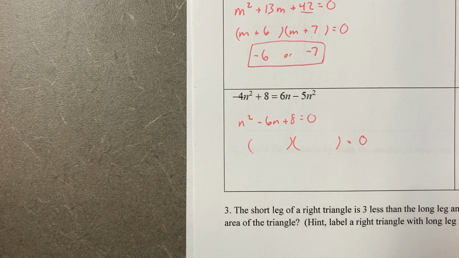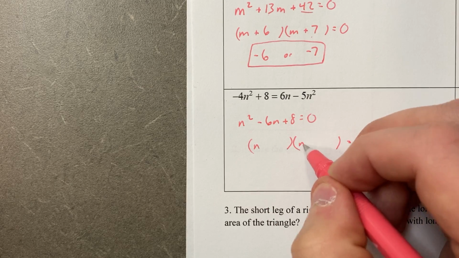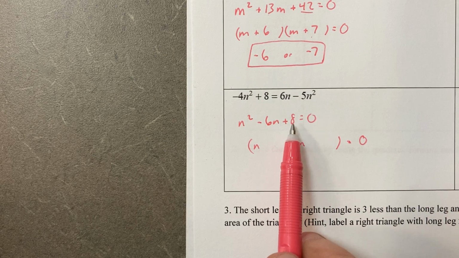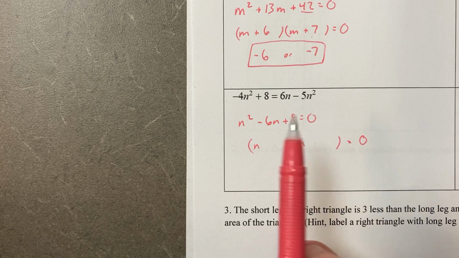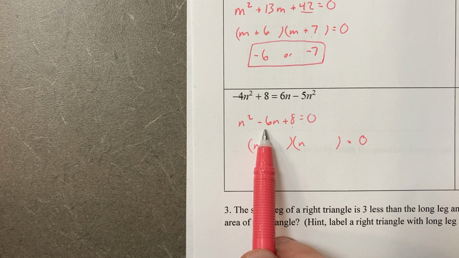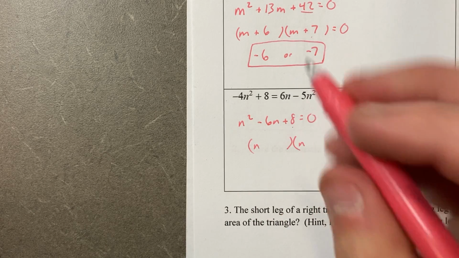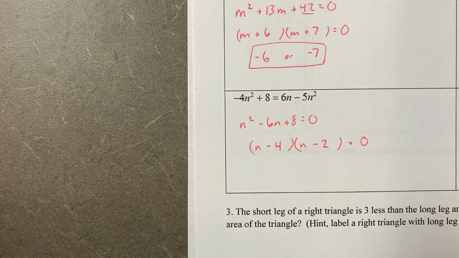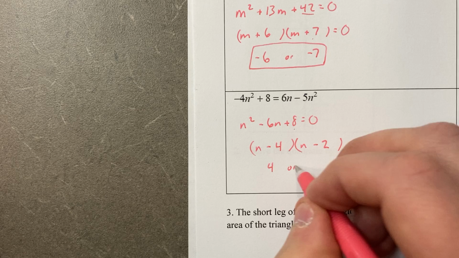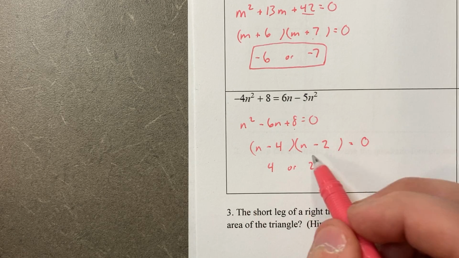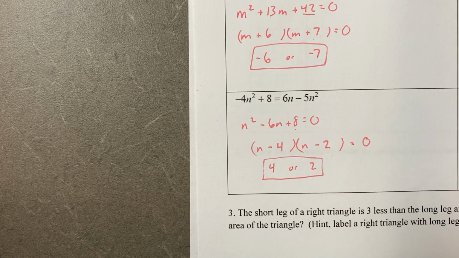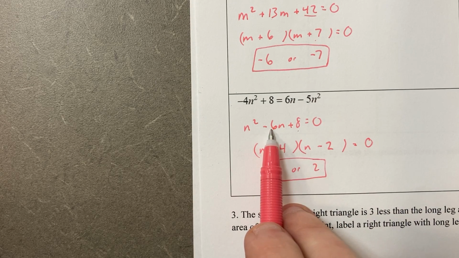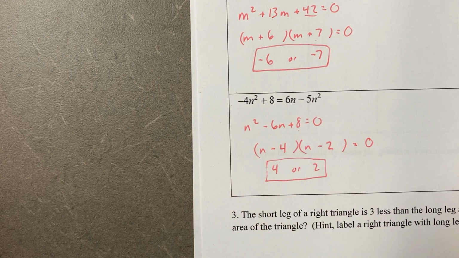Let's see here. So n, what are two numbers that make 8 and that I can also use to make a 6? How about a 4 and a 2? It's got to be negative 4 and negative 2, which gives me the answer of 4 or 2 to finish the problem off. These combine to negative 6, and they multiply to positive 8. That's what I'm looking for.